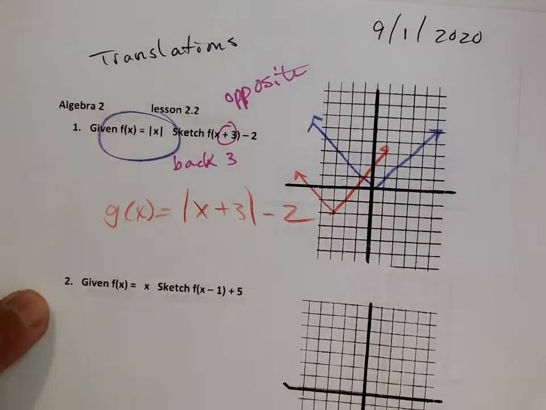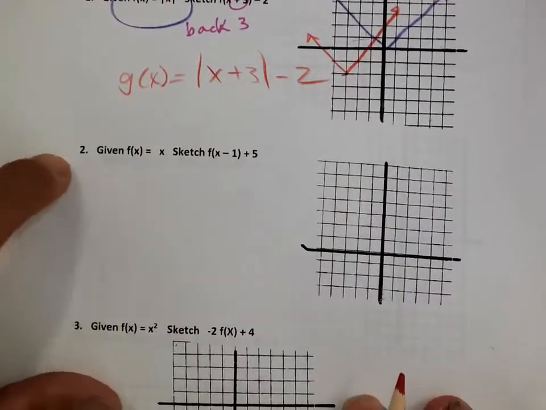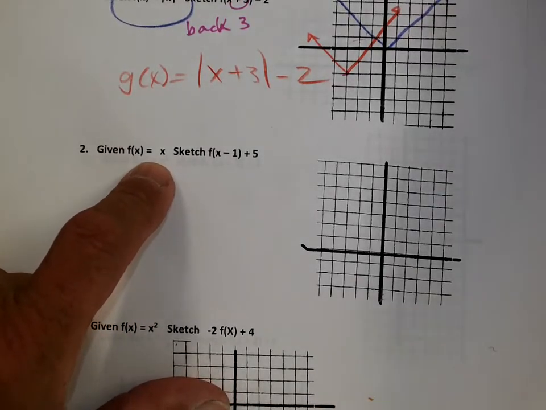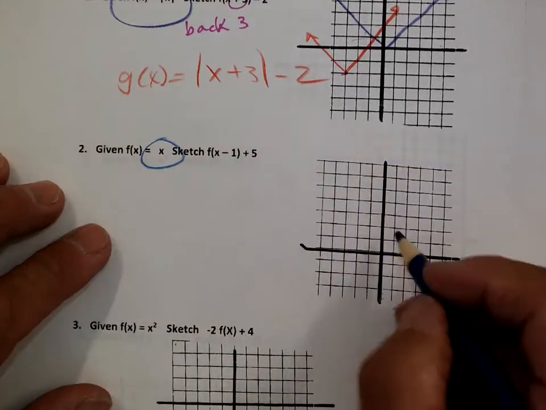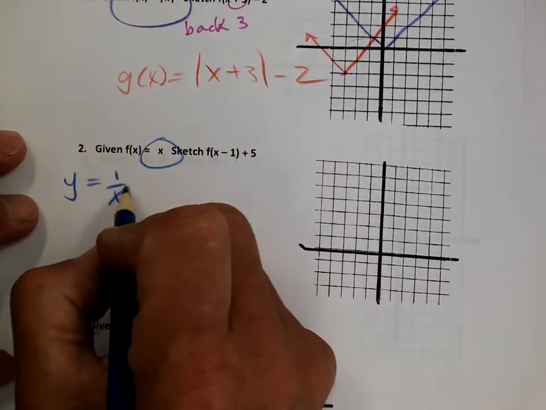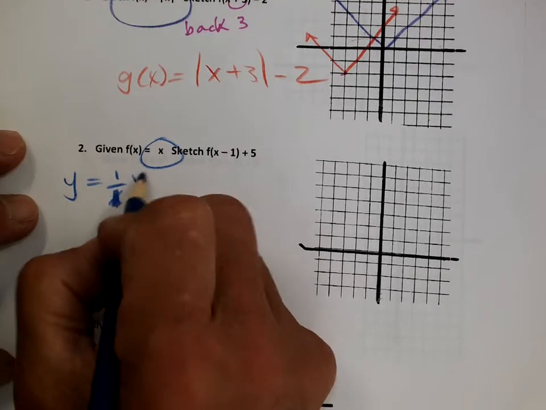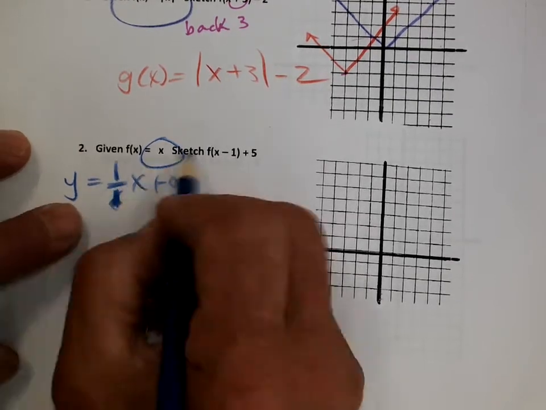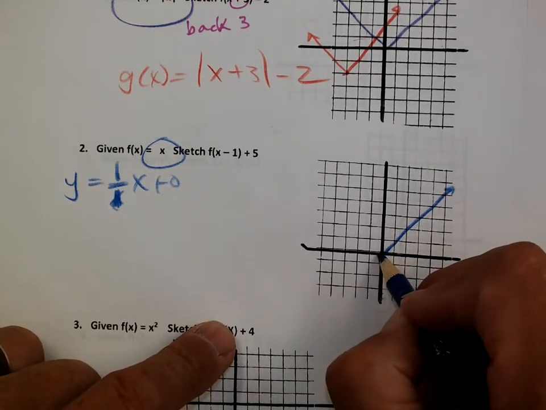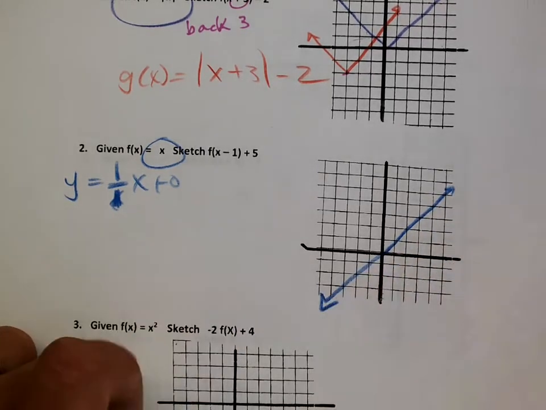Okay. All right, number 2, f of x equals x. Well, that's a straight line. That's linear. So I'm going to graph that first, right? It's kind of like y equals 1 over 1 x plus 0. We don't normally write it like that, but y equals x looks like this. It's our parent function, up 1 over 1, down 1, back 1, down 1, back 1. Okay, there's our parent function.